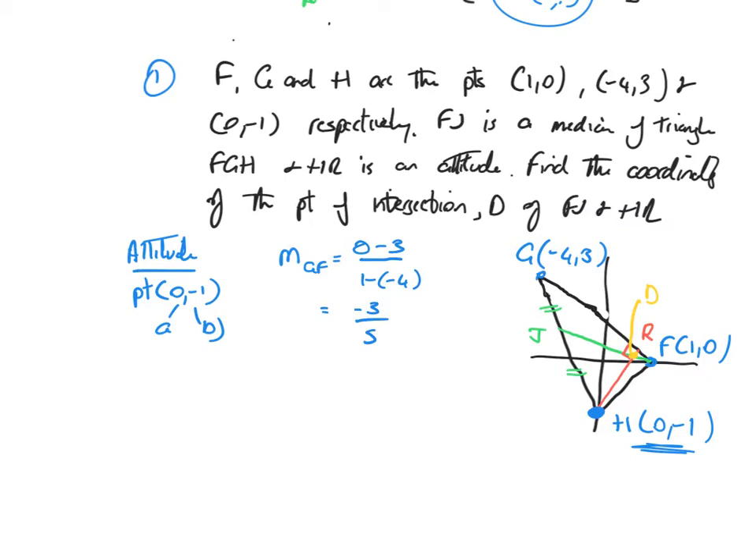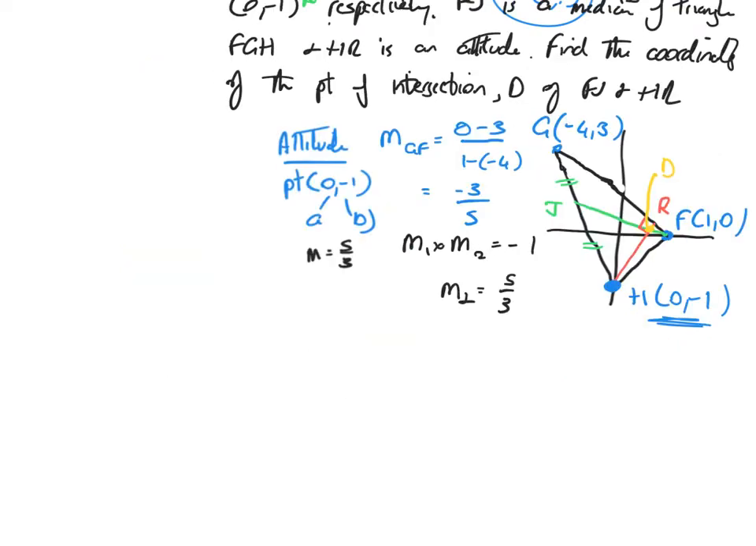Okay, so then I need to explicitly write m1 m2 equals -1. And then flip and invert, and that will become positive 5 over 3. So the gradient then of the altitude is positive 5 over 3. Okay, so I'm now ready to put that into y minus b equals m bracket x minus a. So a is 0, b is -1, and the gradient m is 5/3, so that's going to be y minus -1 equals 5/3 bracket x minus 0.